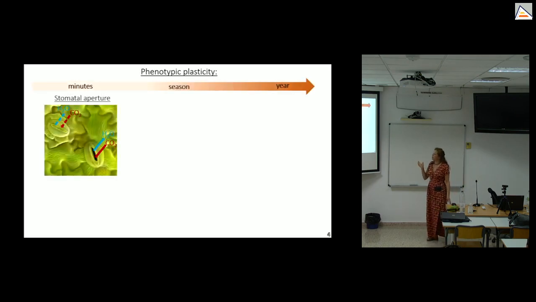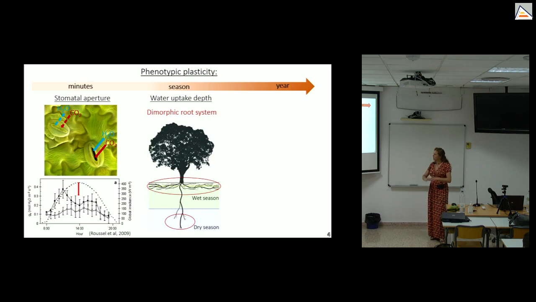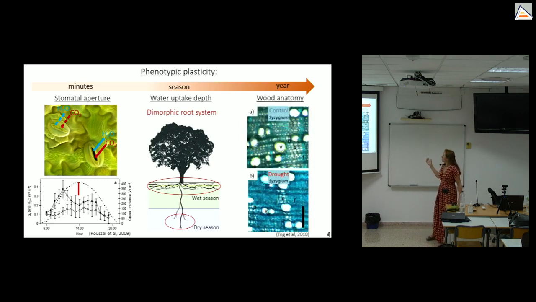But a plant can adjust its functional traits in order to keep optimal performance under more restrictive conditions. This is phenotypic plasticity, and it can happen over a short or long-term period. For example, within minutes, as I said before, the plant can close its stomata. So at the hottest hour of the day, the water flow of the plant decreases. Or within a season, a plant can shift its water uptake to deeper layers in the soil with a dimorphic root system. Or from year to year, the plant can produce smaller vessels in order to reduce the risk of cavitation and embolism, but at the price of reducing the water flow.